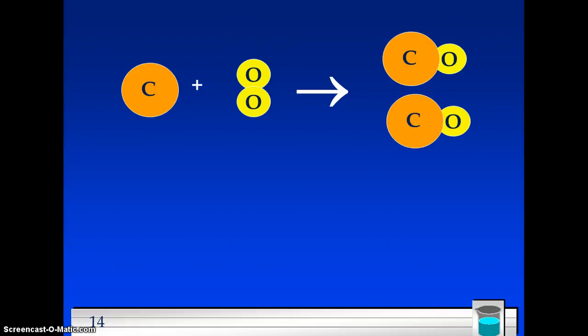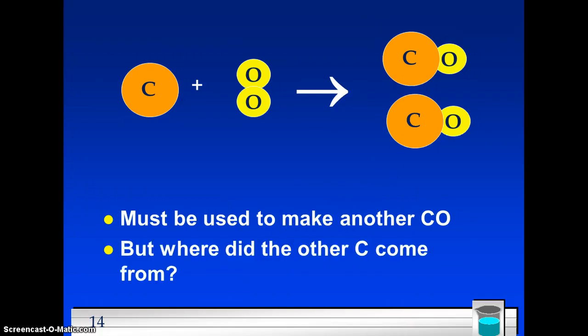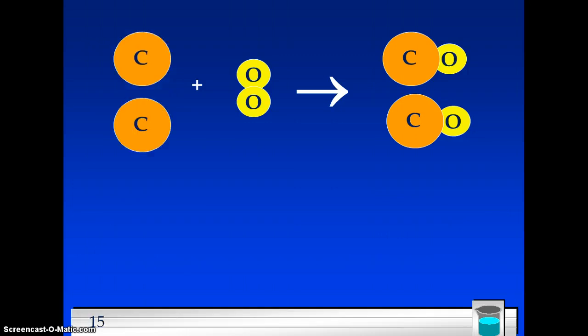So notice how now my picture has changed. I still have my one carbon, two oxygens, but now look over here. I have two oxygens. Essentially what I've done is made two separate compounds. So what we must do is make another CO so that it's balanced. But where did the other C come from then?